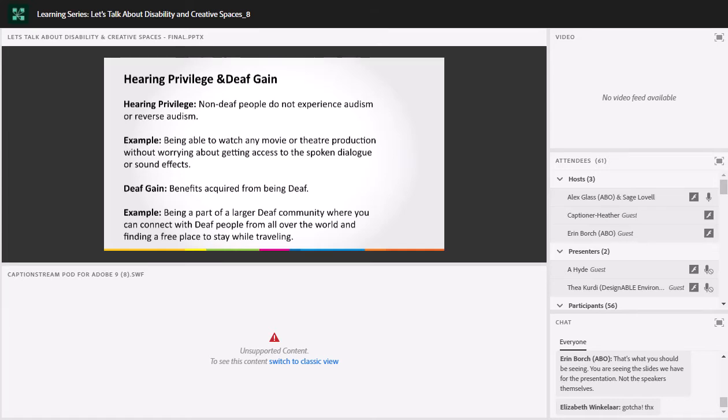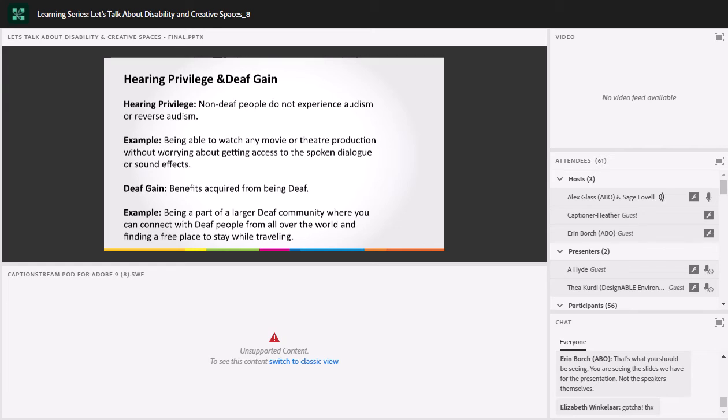An example of what this may look like, a person who is not deaf has their choice to go to a theater show, to go to a movie and relax and enjoy it. Any movie they want, anytime they buy a ticket, they can go. A deaf individual has to think about whether interpreters will be there. Will there be captioning? And their options are very, very limited.